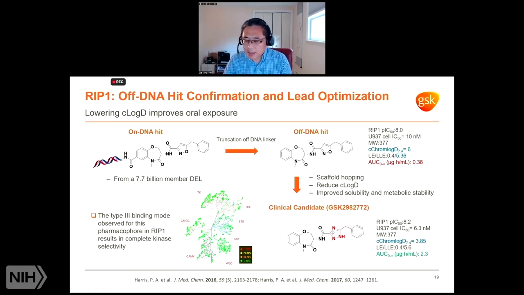we identified this triazole compound, which reduced the ClogD significantly. Also, it improved the oral exposure significantly. So by simply replacing the oxazoline with the triazoline, we identified a clinical candidate, the RIP1 clinical candidate shown here.